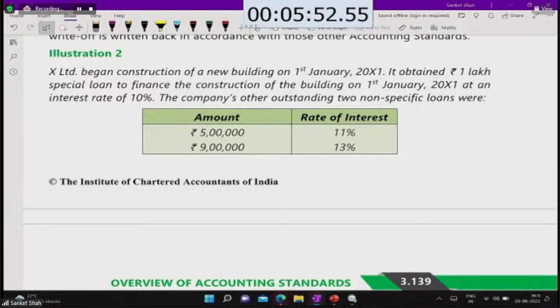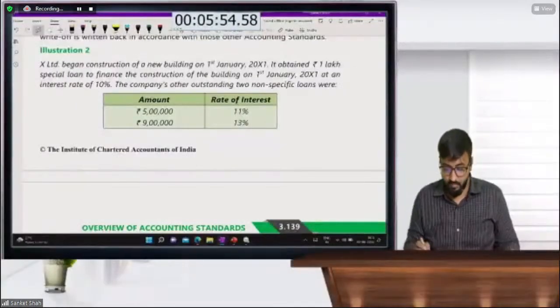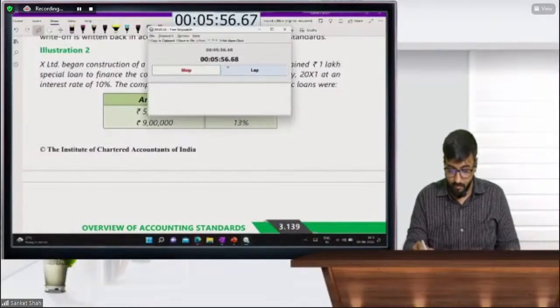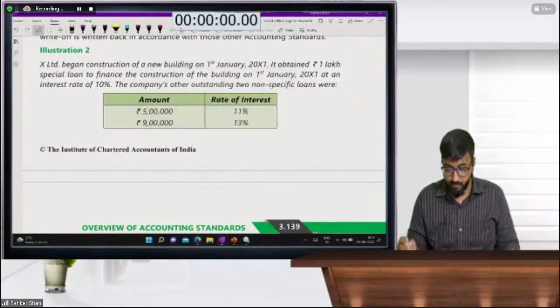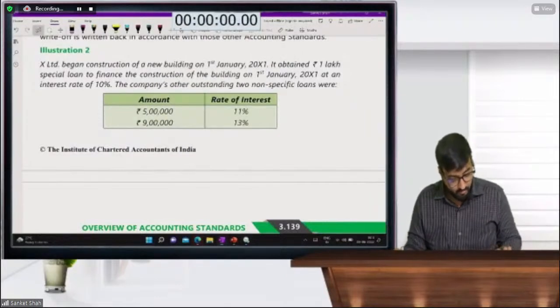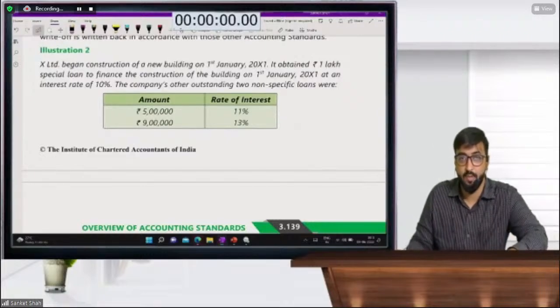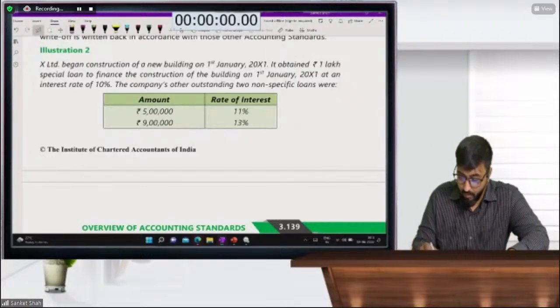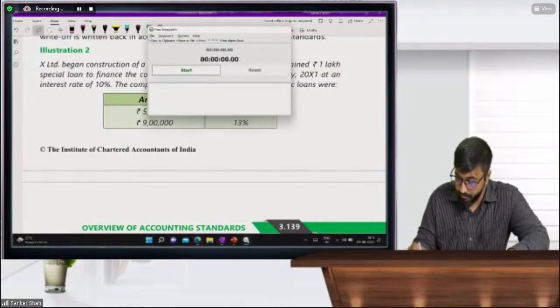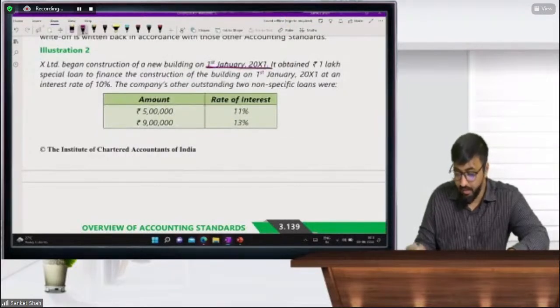Okay, let's solve it. Stop, beta. X Limited began construction of a new building on 1st January 2001. Underline 1st January 2001.